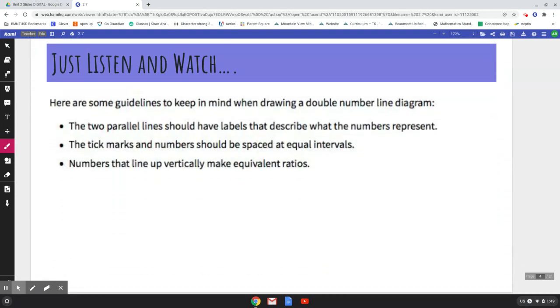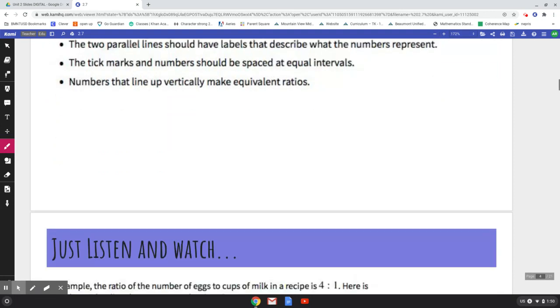So it says, here are some guidelines to keep in mind when drawing double number line diagrams. So the two parallel lines should have labels. So we got to remember to label what we're talking about that describe what the numbers represent. It says the tick marks and numbers should be spaced equally. So you're going to make sure that the tick marks are equal comparing to each number line. And the numbers line up vertically. When they do, that makes them equivalent.